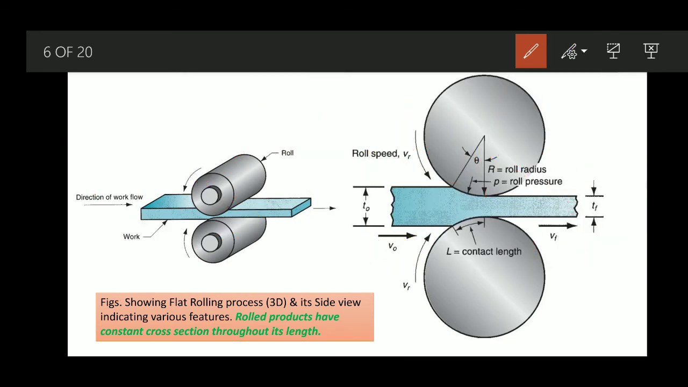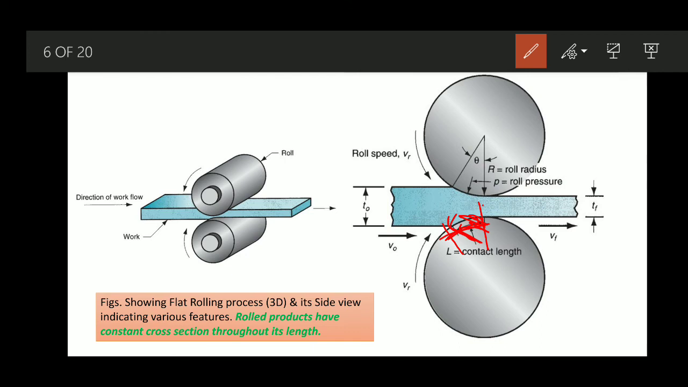You can see this with respect to the initial position, and this is the final reduced thickness at this point. This angle gives you an indication of how much reduction has been achieved here, or in other words, the draft. Similarly, this portion from here to here is known as the contact length. In the case of a roll, this contact length is basically an arc itself.